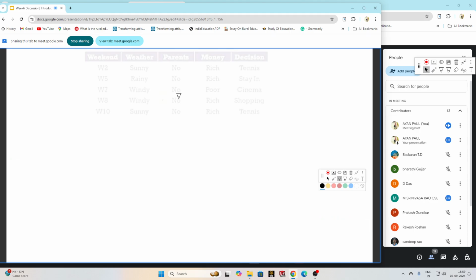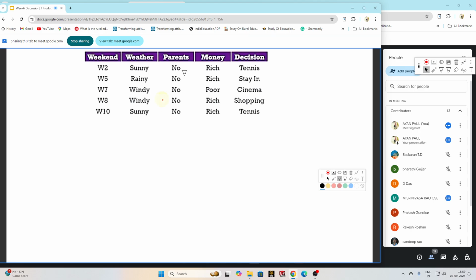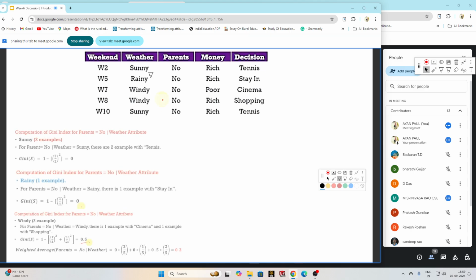So again I have shown it here. We have 1, 2, 3, 4, 5, so we have 5 decisions. Okay, meaning we have 5 examples here, 5 examples where parents is no, because parents is our node. So this we cannot split. We have to split with respect to weather or with respect to money. We will decide on the basis of Gini index. So let's say, Gini index for parents no. First let's split with the weather attribute.